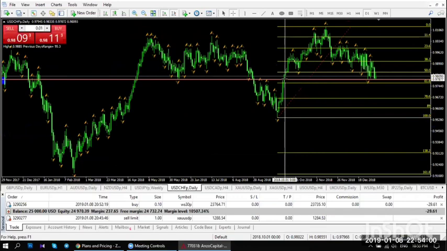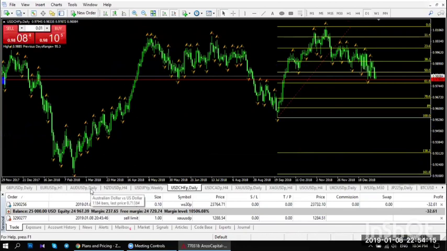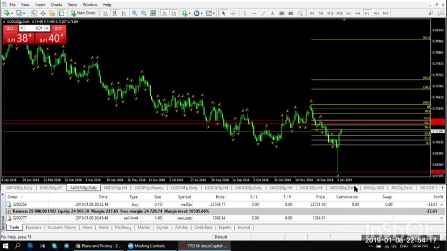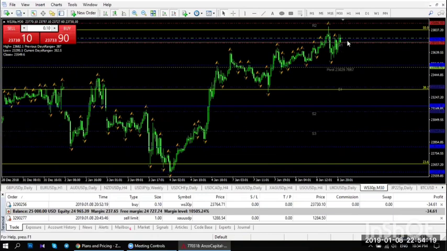In this currency pair, we have negativity. Is that okay? No, this is Dow Jones. It doesn't matter. Is it going to go up? Yes, it's going up.